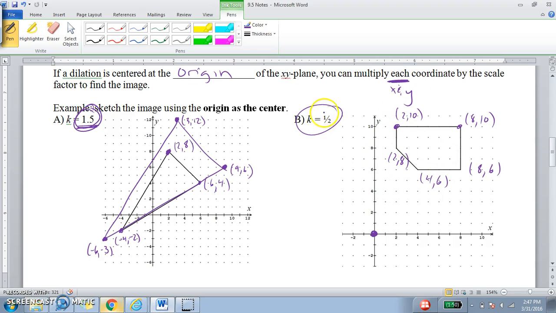So if I take all of these now and multiply them by 1/2, then I get the coordinates of my image shape. So 2 times 1/2 is 1, 10 times 1/2 is 5. So that point turns into 1, 5. This point, 8, 10, would turn into 4, 5. 8, 6 would turn into 4, 3. I'm just making everything half as big. 4, 6 would turn into 2, 3. And 2, 8 would turn into 1, 4. If I connect all my dots with straight lines, just like this shape, it's half as big and it's half as far away from our center, the origin.